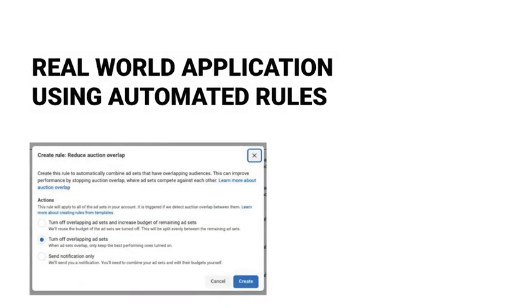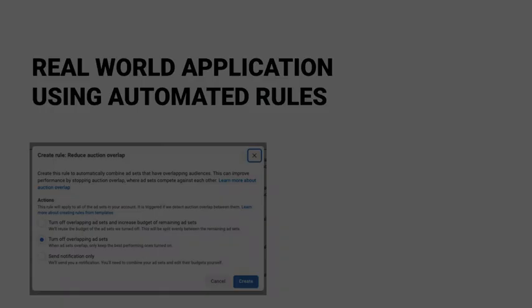So what's going to happen is you're basically going to get this option, which you create the rule. It could be turn off overlapping ad sets, increase budgets of remaining ad sets, or send notification only. So if we're talking about basically all conversion campaigns, I'm going to do send notification only just to update me because Meta doesn't know the strategy that I'm running. I typically never turn off overlapping ad sets or scale the budget of the remaining ones. I don't use those first 2 options at all.